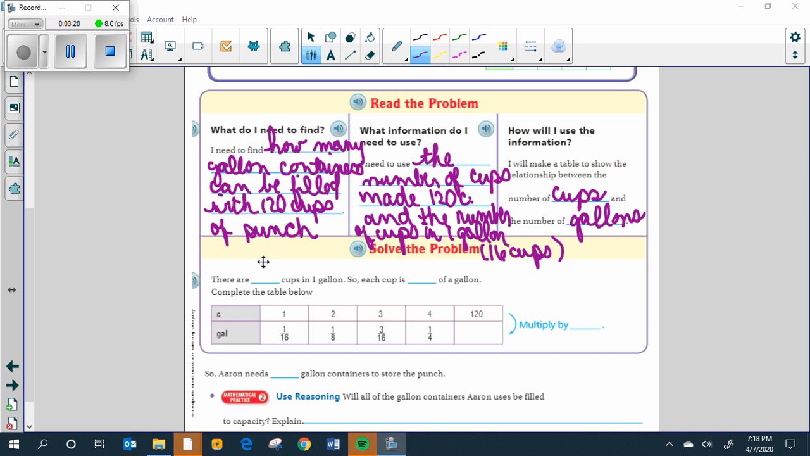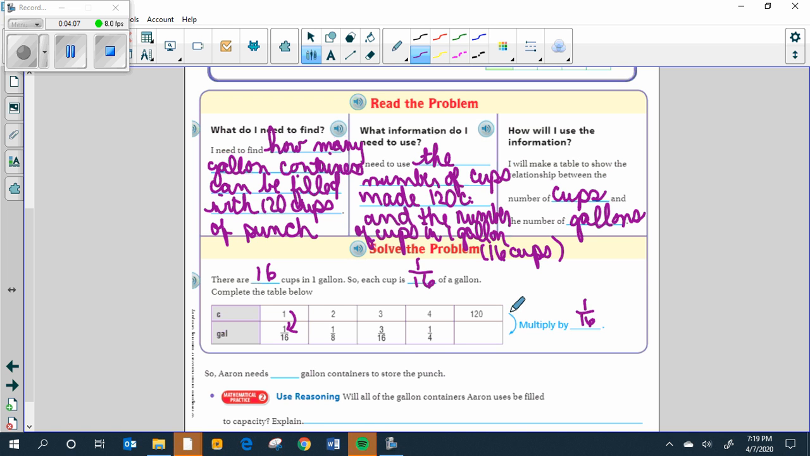I know that there are 16 cups in 1 gallon. So each cup is 1/16 of a gallon. And then I just complete my table. 1 cup is 1/16 of a gallon. So 2 cups, that's twice as much. 2/16 when I simplify it is 1/8. 3 cups would be 3/16. 4 cups, that's 4/16, which when I simplify it is 1/4. So my rule, it's easiest to see right here, is simply to multiply by 1/16.